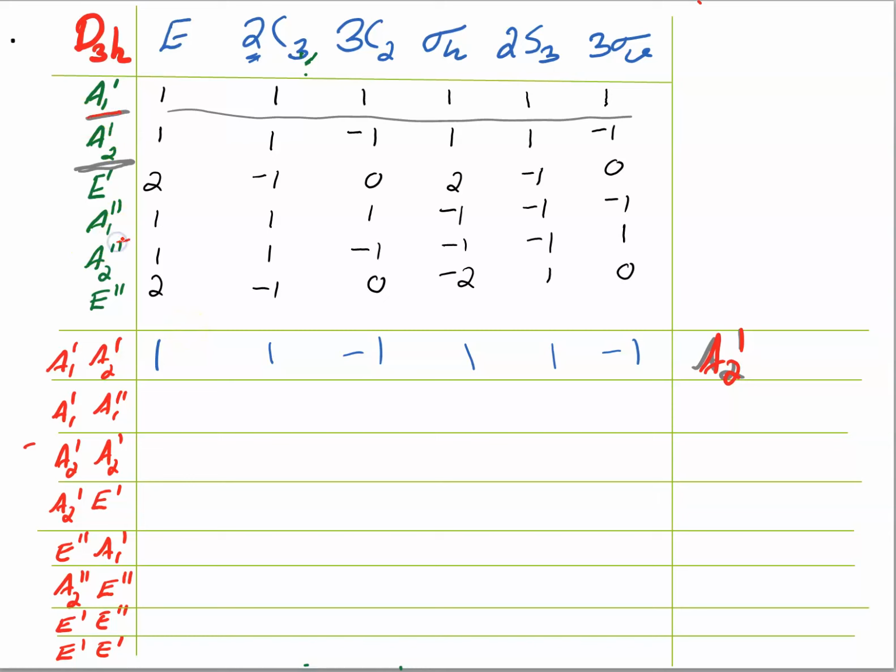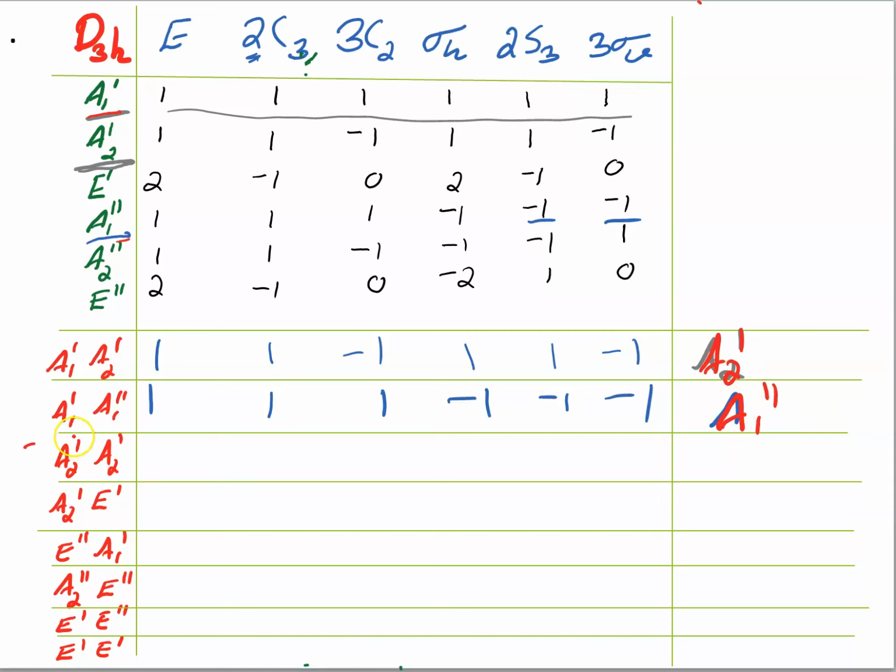Here we can simply write, because A1 dash is fully 1, all the characters, because it is the totally symmetric representation. So multiplying A1 dash with A1 double dash, the characters will be the characters of A1 double dash. 1 into 1. Again 1 into 1. Again 1 into 1. 1 into minus 1. 1 into minus 1. 1 into minus 1. It will be A1 double dash.